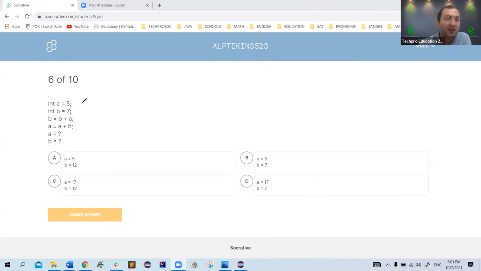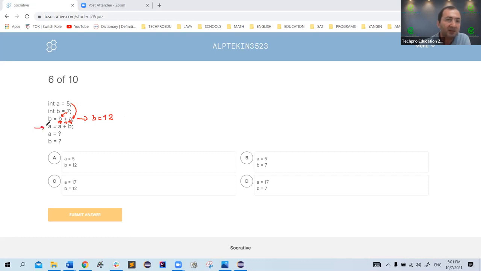Here. Integer A is defined as 5, integer B is 7. Look, A and B are defined here. B is B plus A. So here, what will be the value of B? Okay, we will find the new value for B. The old value of B is 7 plus the value of A, which is 5. So the new value of B is 12.